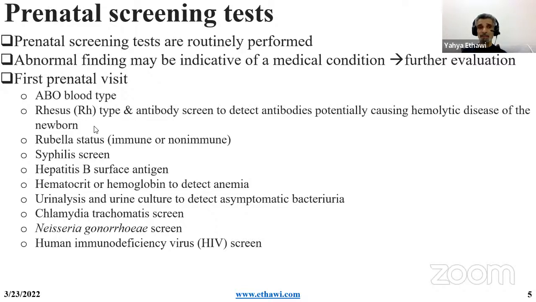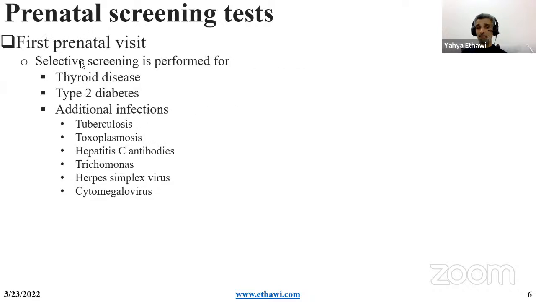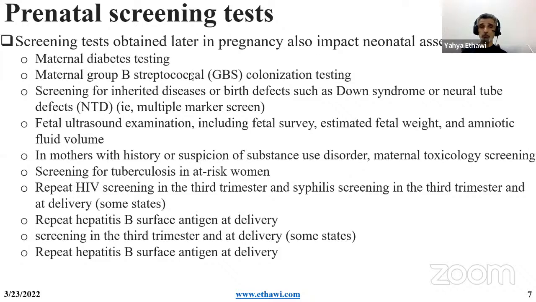Now, there is a list of prenatal testing that I'm not going to go through, but the prenatal screening tests are routinely performed. Any abnormal finding indicates a medical condition that needs verification. At the first visit, around 12 to 13 weeks of gestation, these are needed: ABO, Rh, rubella, syphilis, hepatitis B, hematocrit, urinalysis, chlamydia, Neisseria gonorrhea screen, HIV, and hepatitis C. Selective screening for diabetes or thyroid depends on the situation, and other infections need to be screened. Screening tests obtained later in pregnancy, around 20 to 22 weeks. Maternal diabetes screening is usually done at 34 weeks. Screening for birth defects such as Down syndrome, nuchal translucency, other signs of Down syndrome, multiple marker screening, fetal ultrasound, and others.